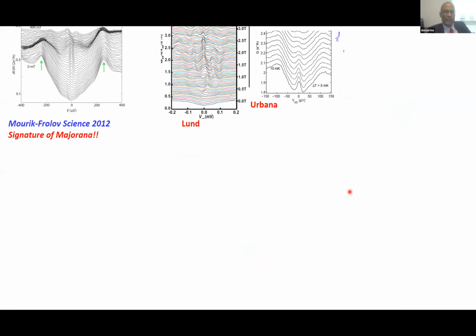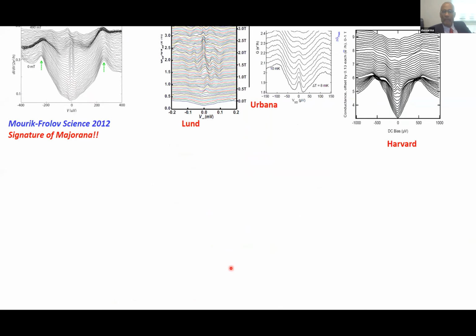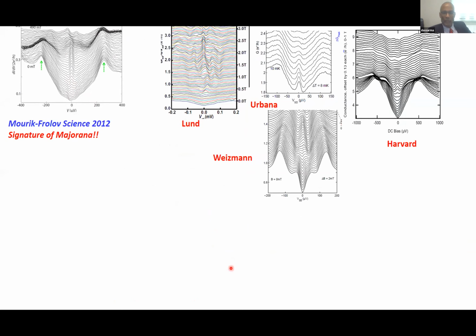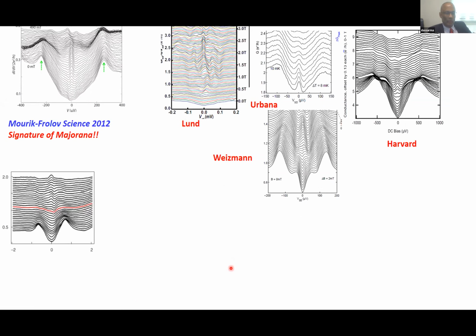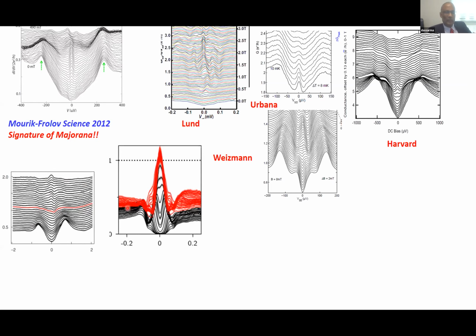So let me just show you all the data. So this is Mourik, Frolov, Science 2012, signature of Majorana. This is Lund. This is Urbana. This is Harvard, all 2012. All Weizmann, all 2012. Well, I'll come back to this. Something else. This looks like 2012.